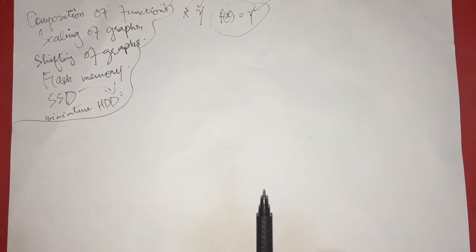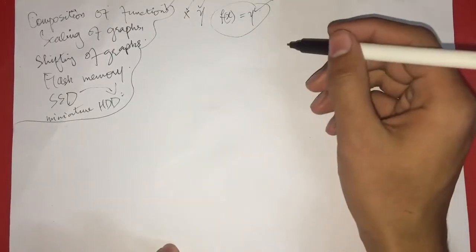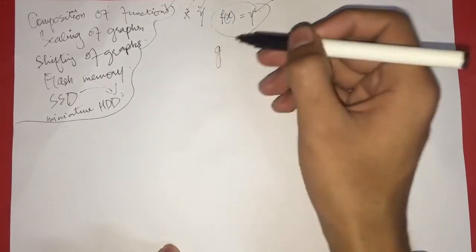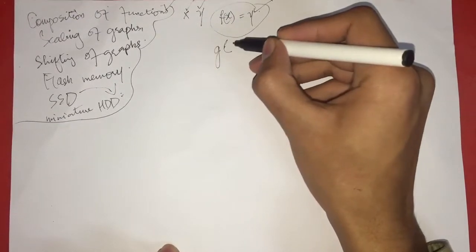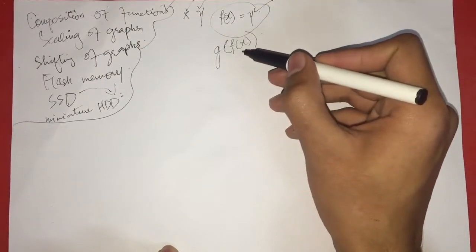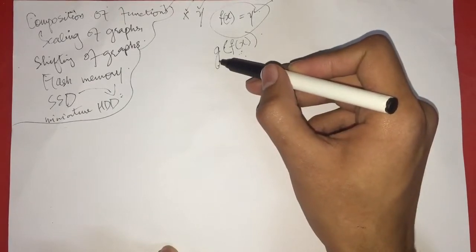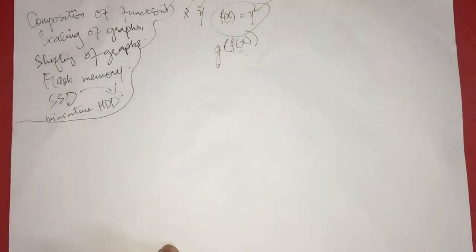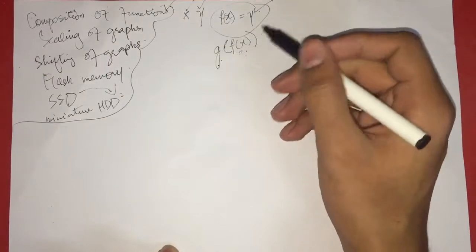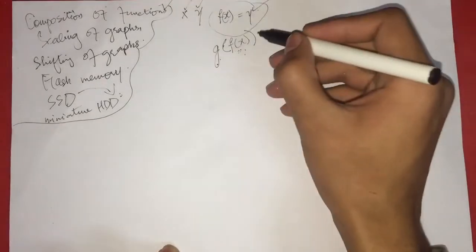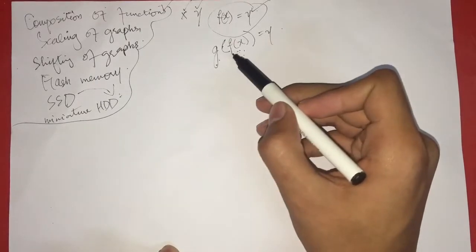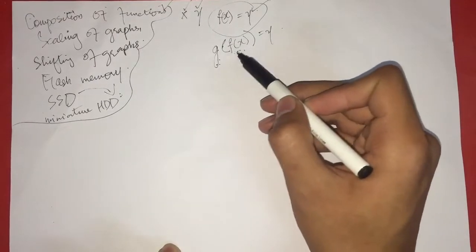You use the term composition when you combine two functions, or for example, you say g of f of x. So that means f of x is a function of g. G is composed of f of x, and that is, you can say, equal to y. So here composition means that f of x is a part of g.